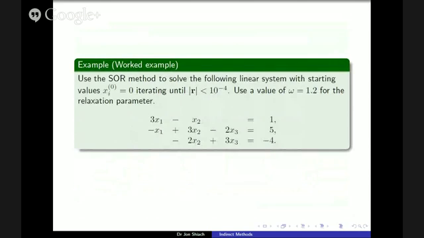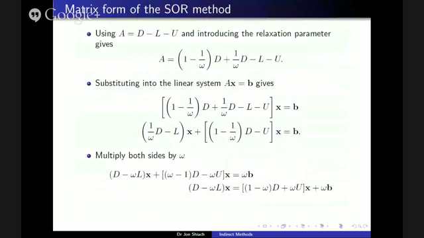Just flip over that worked example. I don't want to get bogged down with doing calculations. Okay, so let's do some analysis. We've already seen that the norm of the iteration matrix has to be less than 1 for it to converge, and the spectral radius gives us our speed of convergence. So calculate the iteration matrix for the SOR method using A equals D minus L minus U.